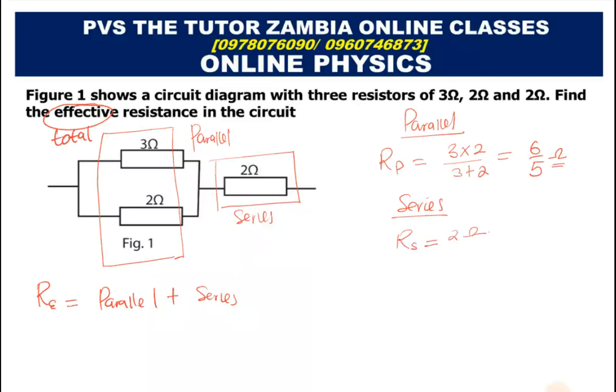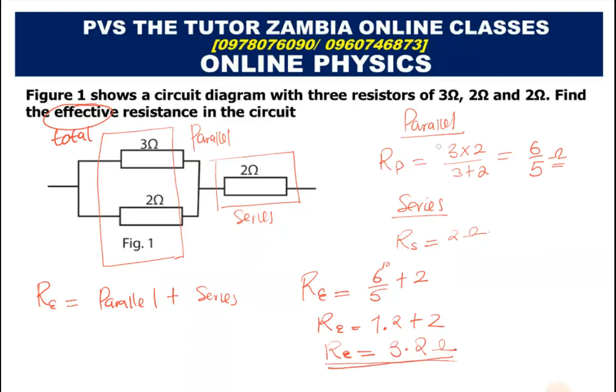Now, remember we said this is a total of this. Therefore, effective resistance is equal to 6 over 5 plus 2, which we can simplify this fraction into something nice. Alright, so R is equal to, what is 6 divided by 5? It's 1.2, so that gives 1.2 plus 2. So this gives us effective resistance to be 3.2 ohms. Yeah, so this is how you break it.